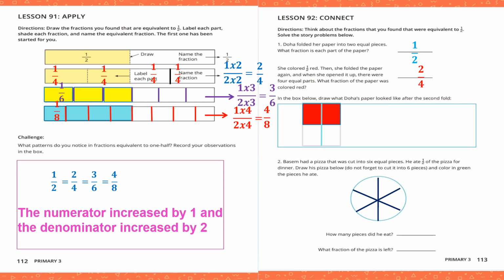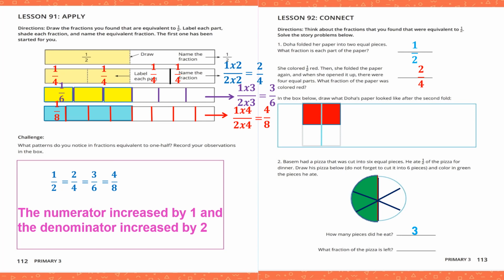So this circle is like the pizza. So I will divide it into 6 equal pieces. 1, 2, 3, 4, 5, 6. And color in green the pieces he ate. He ate half of the pizza. So I will color half of the pizza green.